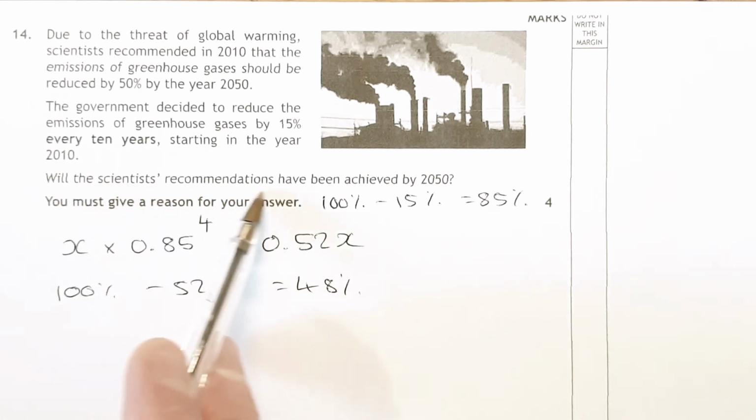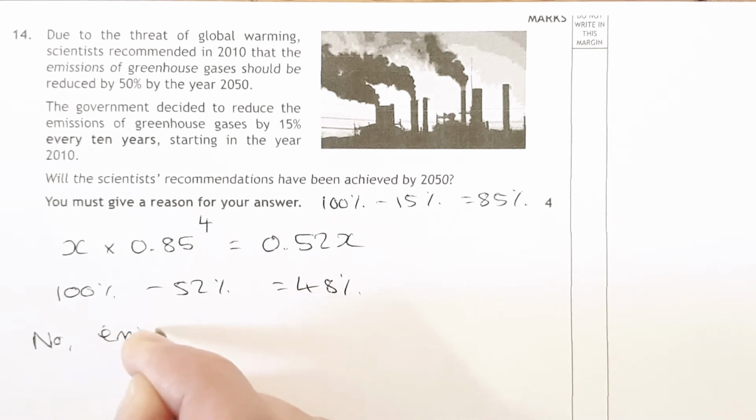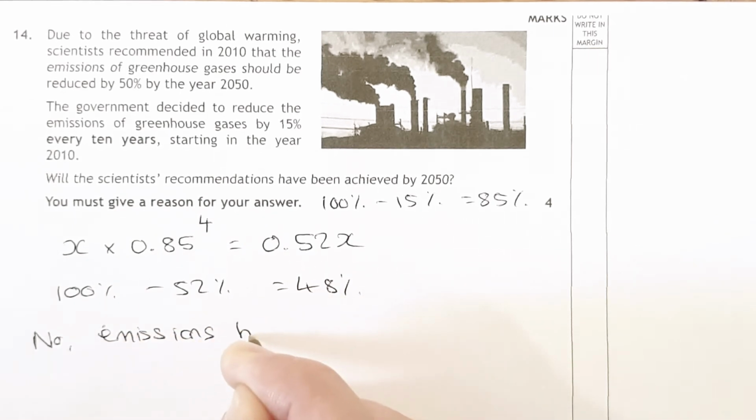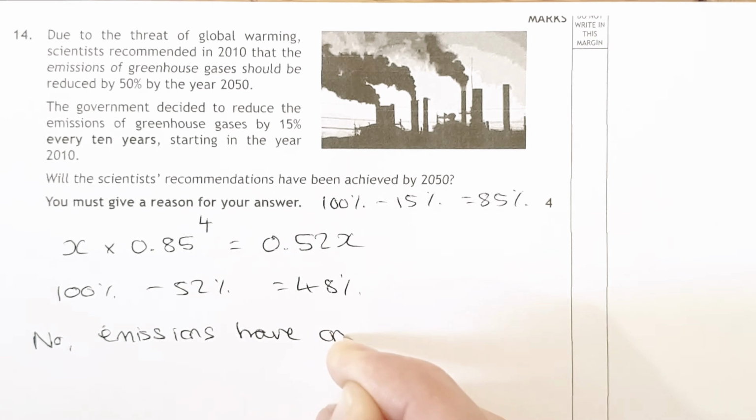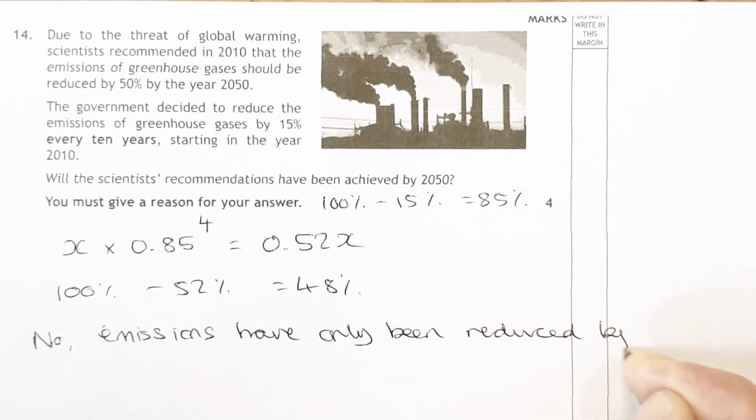So will the scientists' recommendations have been achieved by 2050? No. Emissions have only been reduced by 48%. So we're close, but not quite there.